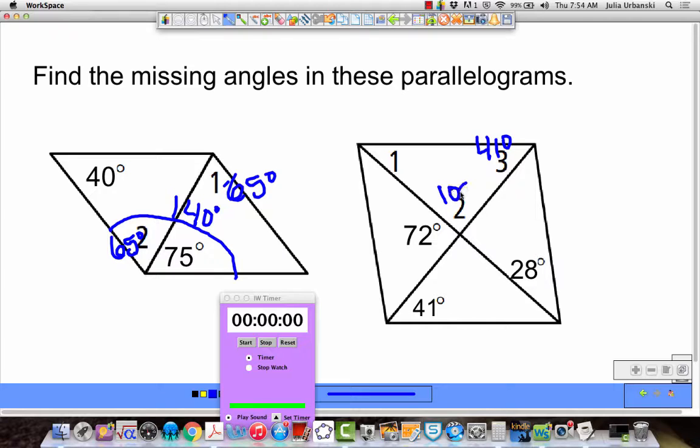Supplementary, it's a linear pair, so 108. And then how do we find angle 1? No, because that's a good question, but 28 and 1 are same side. They're not alternate interior angles. One would have to be on this side and one would have to be on that side. But what do we have right here?